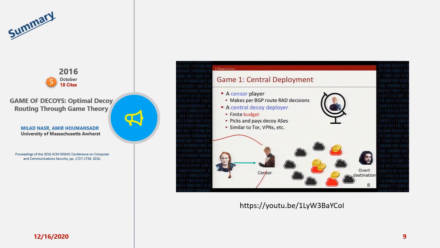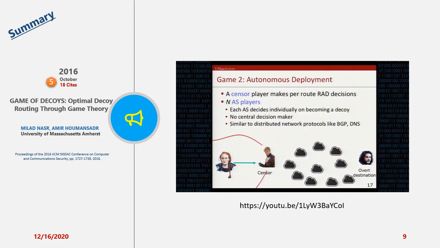Like in Tor or VPNs, there's a central authority who has some finite budget collected, I don't know, through NGOs or some government funding, and it will use that funding to have a central deployment of a circumvention system, right? So the central deployer is our first player in this game, and the second player in the game is a censor who is able to perform the routing around decoy decisions per BGP routes of traffic.